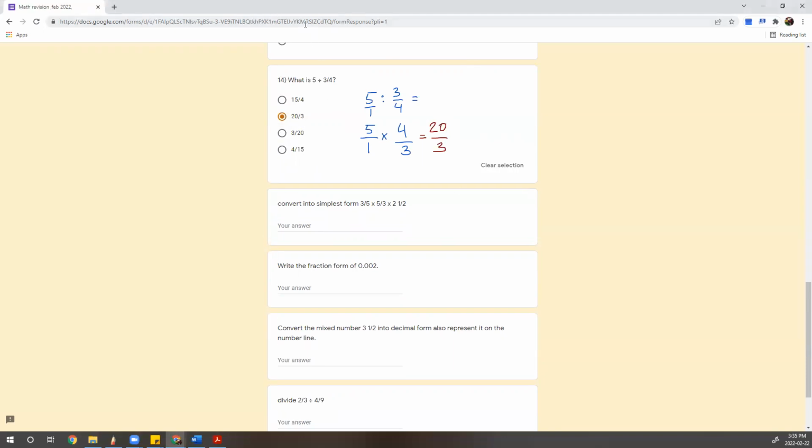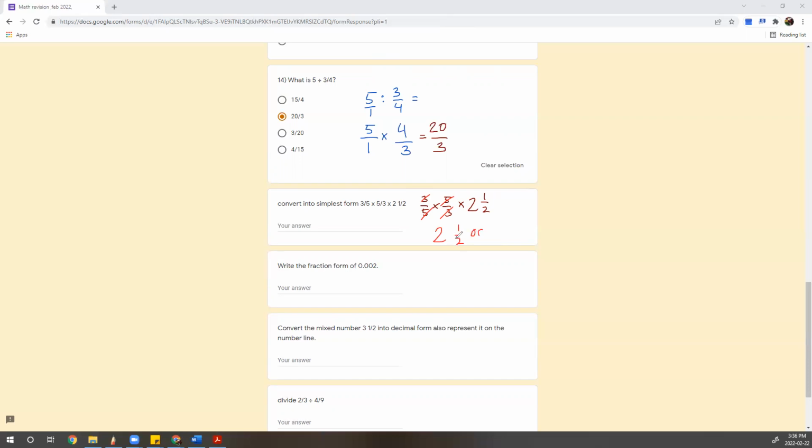Right? Convert into simplest form: 3 over 5 times 5 over 3 times 2 1/2. So 3 over 5 times 5 over 3 times 2 1 over 2. For the first thing, we can cross everything out. So it has to be 1, right? So the 2 1 over 2 only.